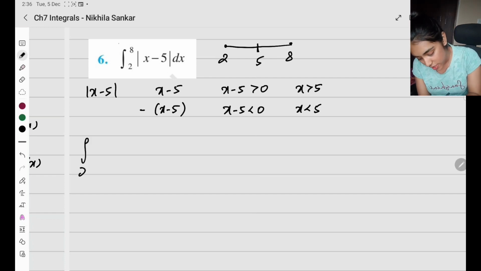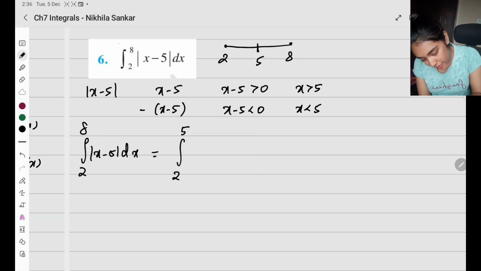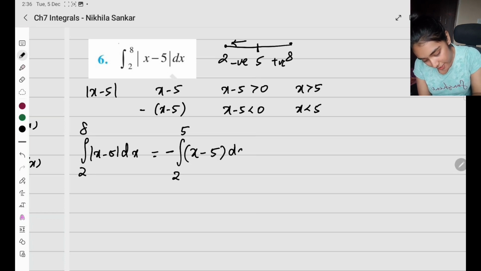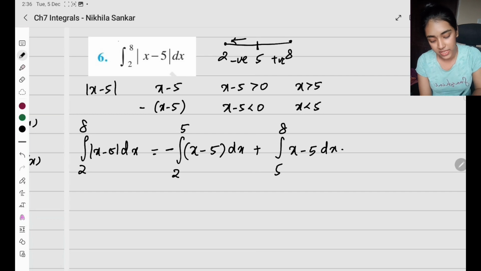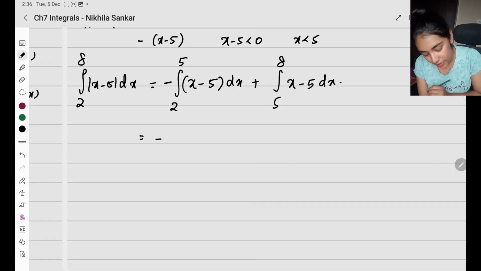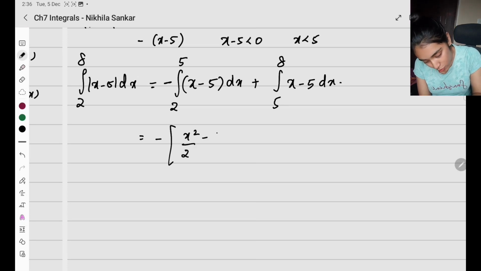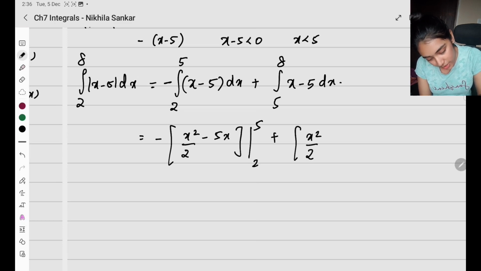So how does my integral change? From 2 to 8, the mod function looks like this: from 2 to 5, it is going to be negative. Correct? From 2 to 5, it is less than 5, so it is going to be negative, and greater than 5, it is going to be positive. So negative of x minus 5 times dx, plus from 5 to 8, it is going to be positive, so x minus 5 times dx. Okay, so I have the minus sign inside. Integrating x minus 5 in the bracket, I have x square divided by 2 minus 5x from 2 to 5, plus again x square by 2 minus 5x from 5 to 8.